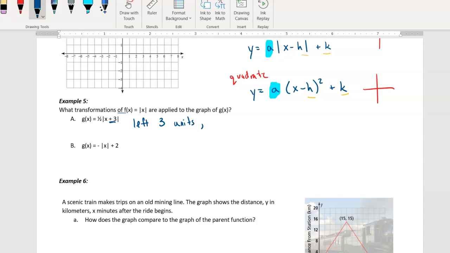3 units. That 1/2 that's outside there means it's going to be compressed vertically by 1/2. So it's going to be compressed to be 1/2 the size vertically. And the last one there, the plus 2 means it's moving up 2 units. Horizontally, it's not moving at all. So it's a horizontal shift of 0, but vertically it's moving up 2 units, and then that negative in front means it's going to be flipped vertically.